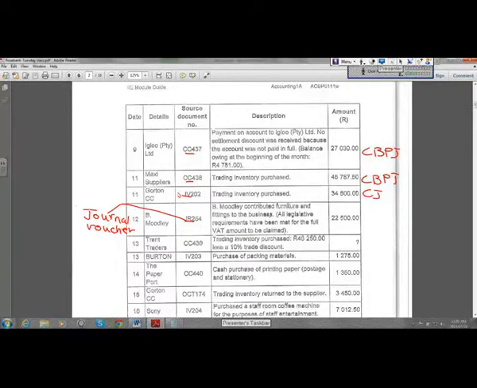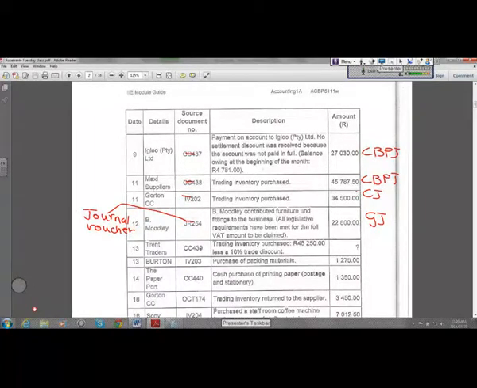Usually the document here, which is a journal voucher, is a signal of where you need to take the transaction. By now we already know, CC, we are buying inventory. Where are we going to put it?